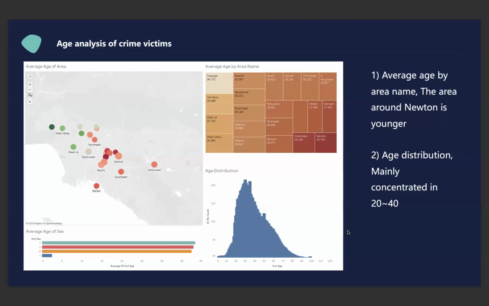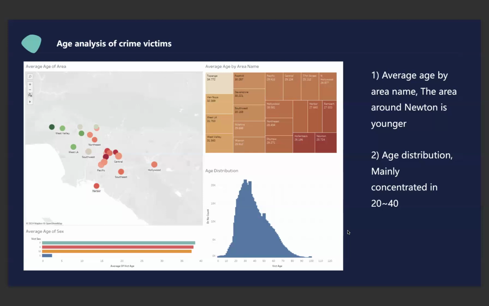At the bottom, we have a histogram that shows the age distribution of victims. The histogram reveals that the majority of victims are between 20 and 40 years old, with a noticeable peak around the age of 30. Following this peak, there is a gradual decline in the number of victims as age increases. This age distribution insight is crucial as it highlights the most affected age groups, guiding targeted awareness campaigns and support services.